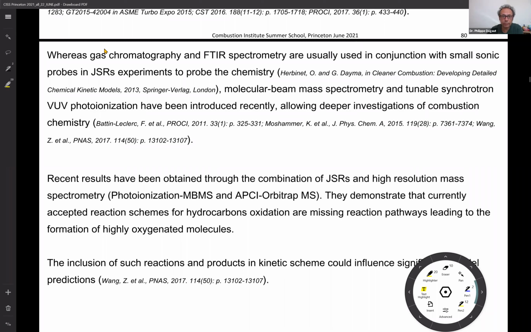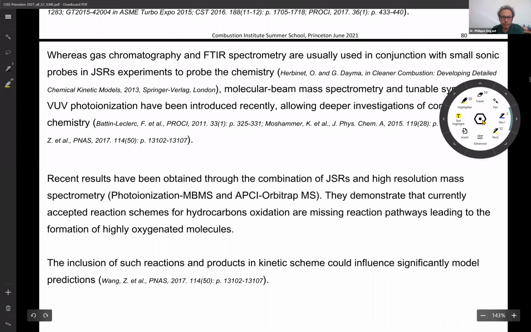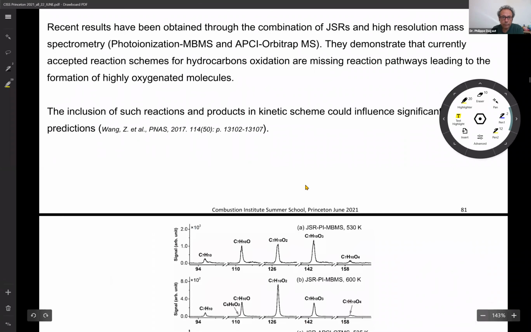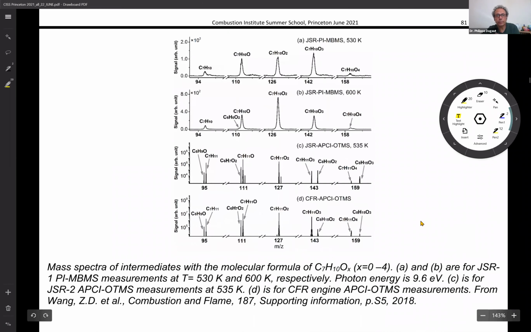And even more recently, some results have been obtained through the combination of jet stirred reactor with very high resolution mass spectrometry and using different ionization modes like chemical ionization, but also electrospray. And they demonstrate that currently accepted reaction schemes for simple hydrocarbons' oxidation are missing reaction pathways which lead to the formation of highly oxygenated molecules. And the inclusion of such products and reactions in the scheme could significantly change model predictions.